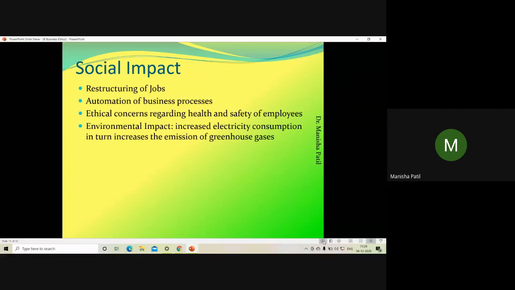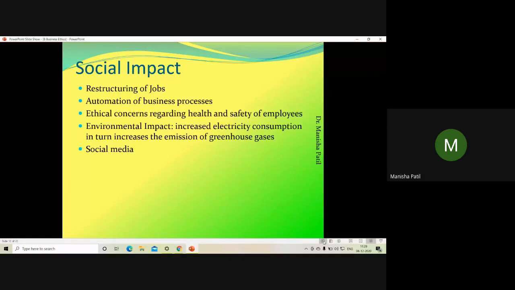The next one is environmental impact. Increased electricity consumption in turn increases the emission of greenhouse gases. As you know, for using computers for automation, you require electricity, and the more electricity you consume, the more negative environmental impact it has.